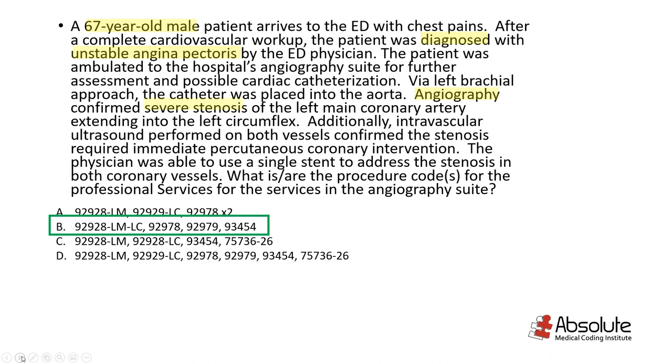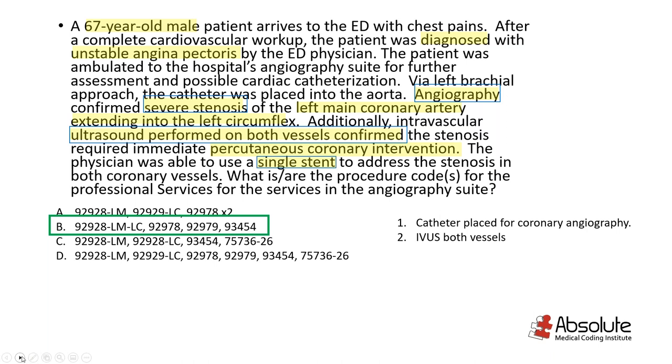angiography confirmed severe stenosis, left main coronary artery extending into the left circumflex, intravascular ultrasound performed on both vessels, percutaneous coronary intervention was required. It tells us the physician used a single stent to address the stenosis in both coronary vessels. So what are we going to code? Well, remember, if the angiography is used to determine that surgery or an intervention is necessary, we can code for it. That's an important thing. So we can code for the catheter placed for coronary angiography. IVUS was performed on both vessels. One stent was placed across the LM and LC.